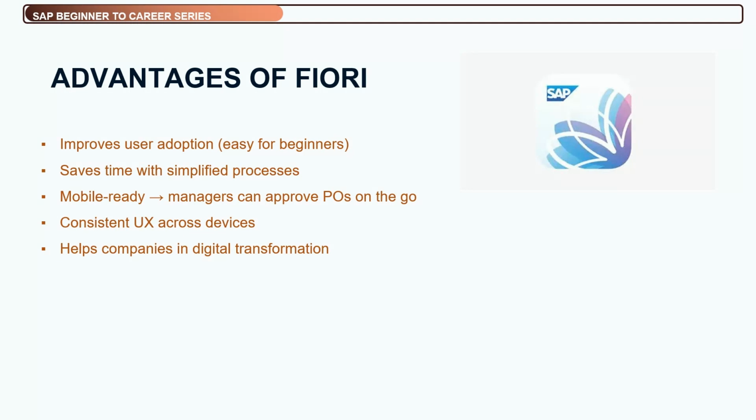Consistent UX across devices. UX means user experience, so it's consistent across all devices. Even though you use your desktop, tablet or mobile phone, across all devices, it gives the same user experience.